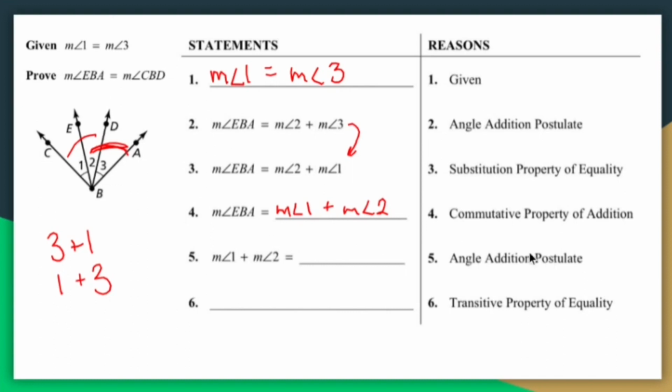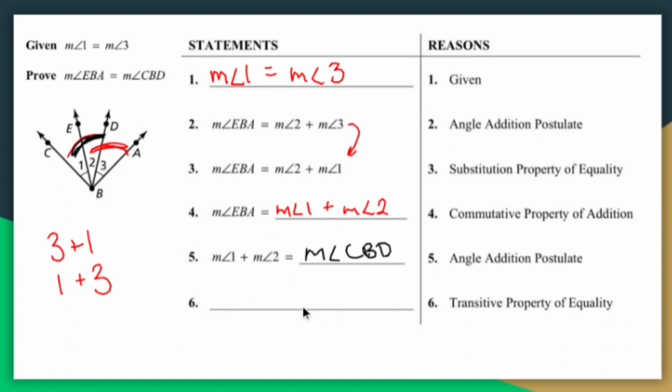So now the measure of angle 1 plus the measure of angle 2 equals stuff from the angle addition postulate. Let's go back to our picture, because the last time we used the angle addition postulate, we said that 2 plus 3 is EBA. Now I want 1 plus 2, and 1 plus 2 is CBD. So we are going to say that the measure of angle 1 plus the measure of angle 2 is the measure of angle CBD due to the angle addition postulate.